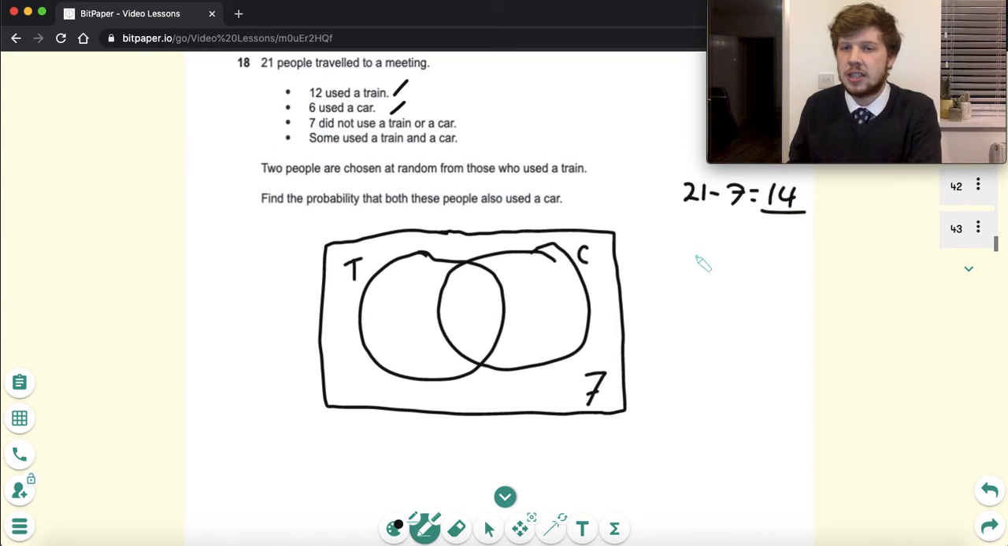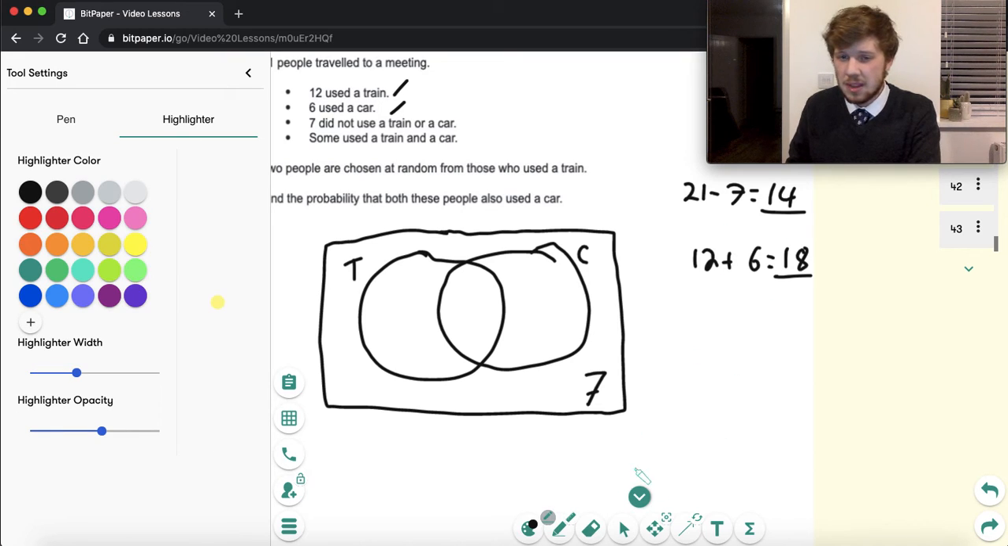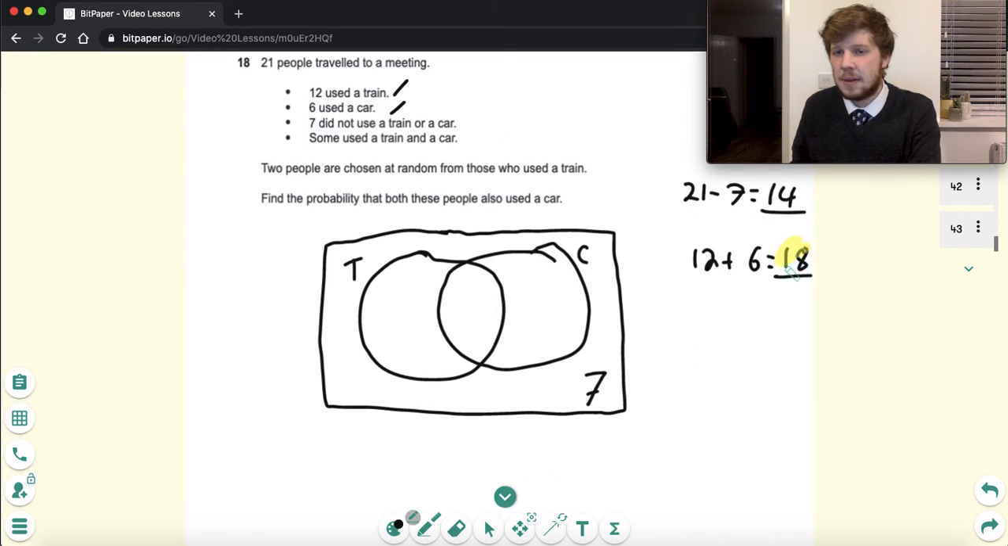12 used a train and 6 used a car. If I add them together, that gives me 18. And here we have a bit of a tricky situation, because even though I have 18 pieces of information, I only have 14 slots it can go in. So therefore, some values have been counted twice, and those values which have been counted twice must be in the centre. So there are 4 people who have done both a train and a car.